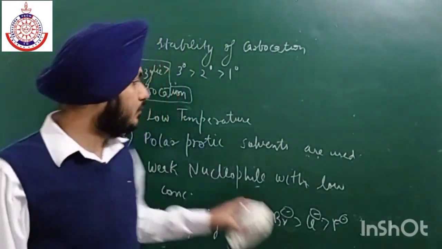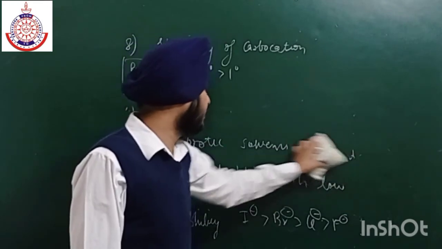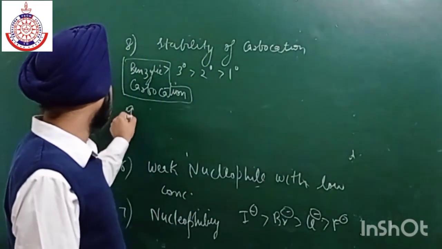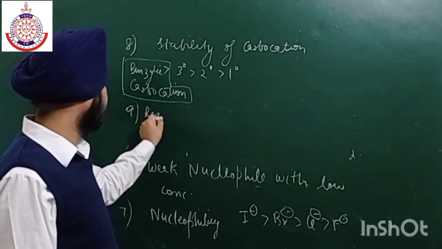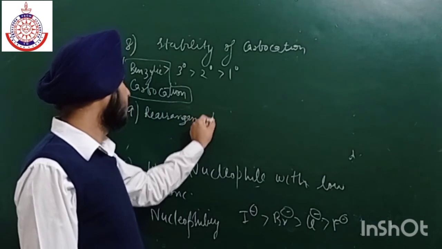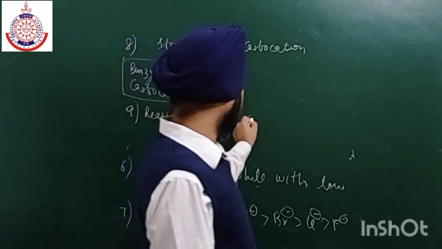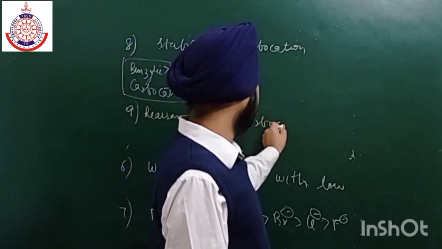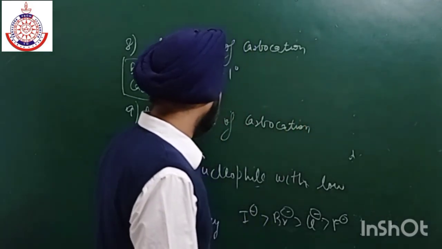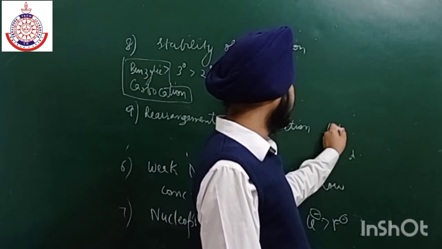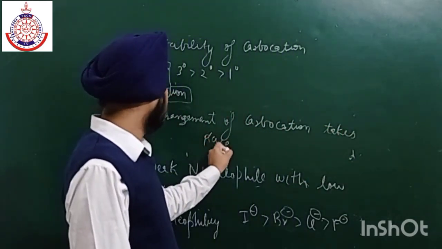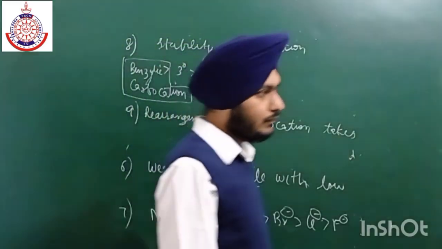One more thing: rearrangement of carbocation takes place. The ninth point is rearrangement of carbocation takes place. And in case of SN2 there is no formation of carbocation, so that is why no rearrangement takes place. So these 9 points you have to keep in your mind.